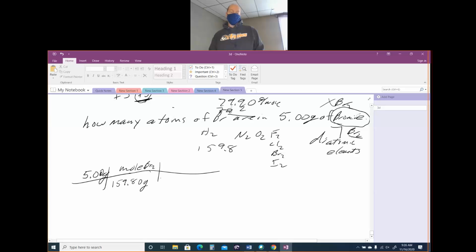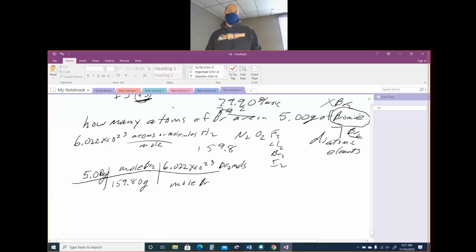All right, and now you have moles of bromine. And remember Avogadro's number. It will be given, but you have to know when to use it. This is going to be either atoms or molecules per mole, depending on what you're looking at. Br2 is a molecule. If you have more than one atom, you are a molecule. So we have 6.022 times 10 to the 23rd Br2 molecules per mole. Our moles of Br2 cancel, and our grams of Br2 cancel.